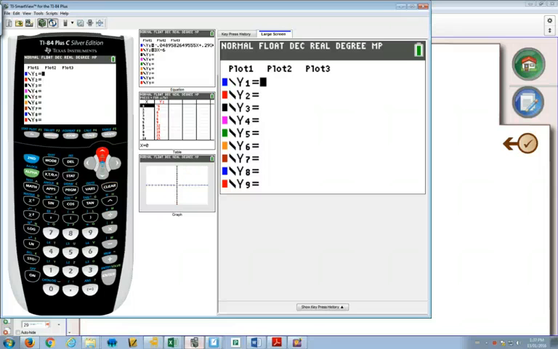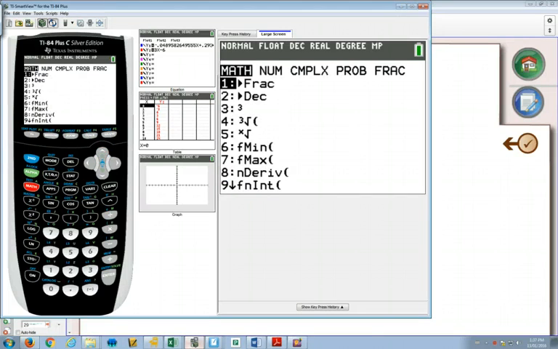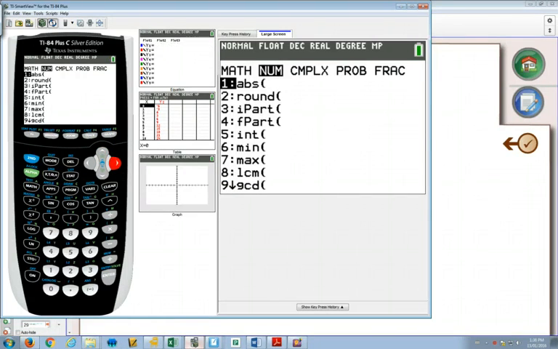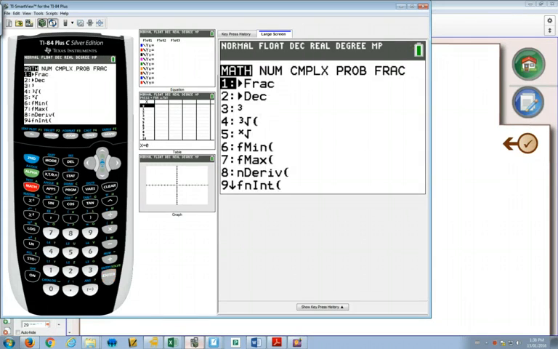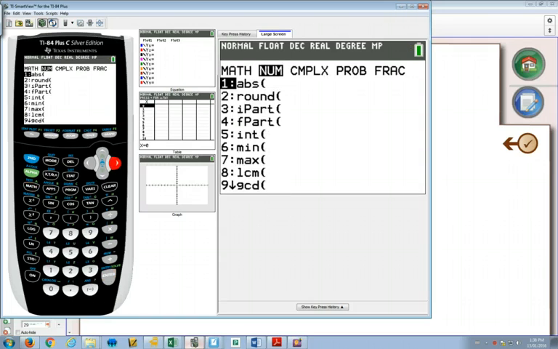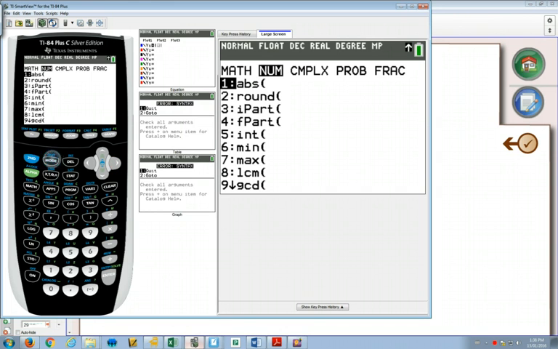All right. So the first thing we're going to graph is the absolute value of 3x squared minus 3. We have to find our absolute value bars. If you go to math and over to number, ABS stands for absolute value. Push enter on that, you will get absolute value bars. If you have an older operating system, it will just say ABS. So that was hit your math button, and then go over to number, and you can get your absolute value buttons.